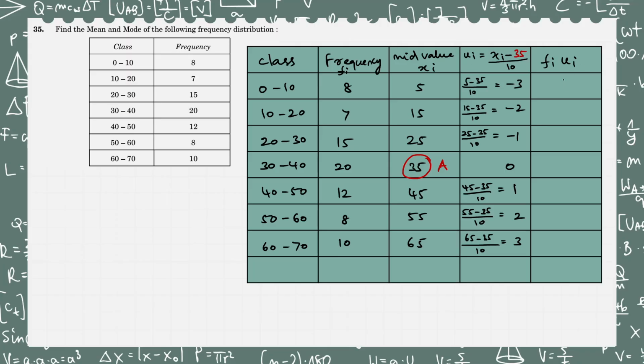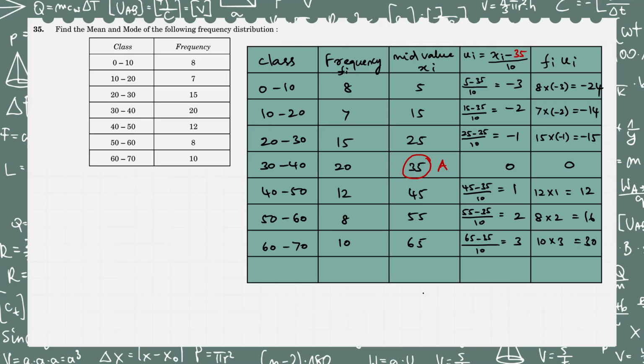Now we need to multiply fi and ui. So the product of the second and fourth column values we have to find out and put in the fifth column. So 8 into minus 3 will be minus 24. The same way, 7 into minus 2 is minus 14, and 15 into minus 1 will be minus 15, and the next row's value is 0, and 12 into 1 will be 12, and 8 into 2 will be 16, and 10 into 3 will be 30.